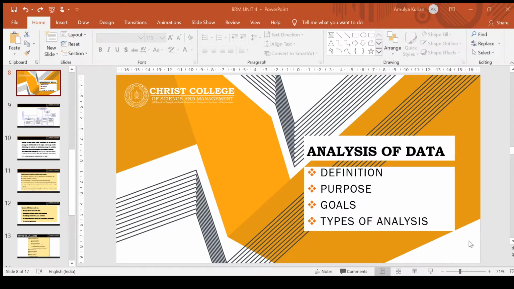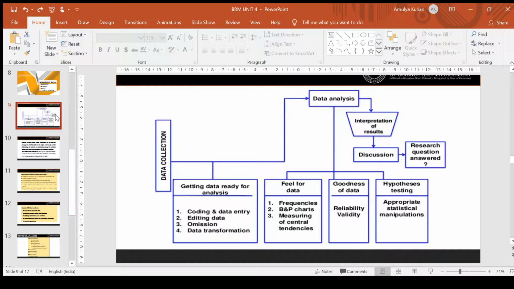So before going to the definition and other topics, let us see, once you have collected the data using your questionnaire, observation or other methods of collection of data, what do you do? After data collection is over, the next step is processing of data. First, we have to make the data ready for the analysis. In the last session, we have dealt with what is coding, editing, then what is classification and tabulation.